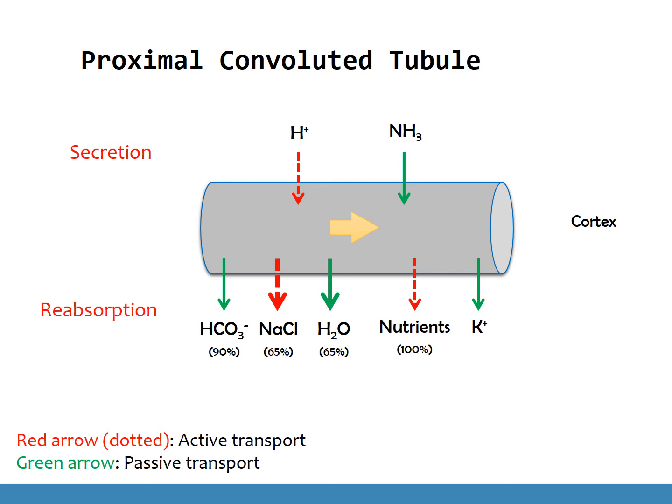Now, normally 65% of the filtered load of sodium and water, and a slightly lower percentage of filtered chloride, are reabsorbed by the proximal tubule. Almost all of the glucose and amino acids are reabsorbed here. The proximal tubule is also an important site for secretion of organic acids and bases such as bile salts, oxalate, urate, and catecholamines, and also most drugs are secreted here.